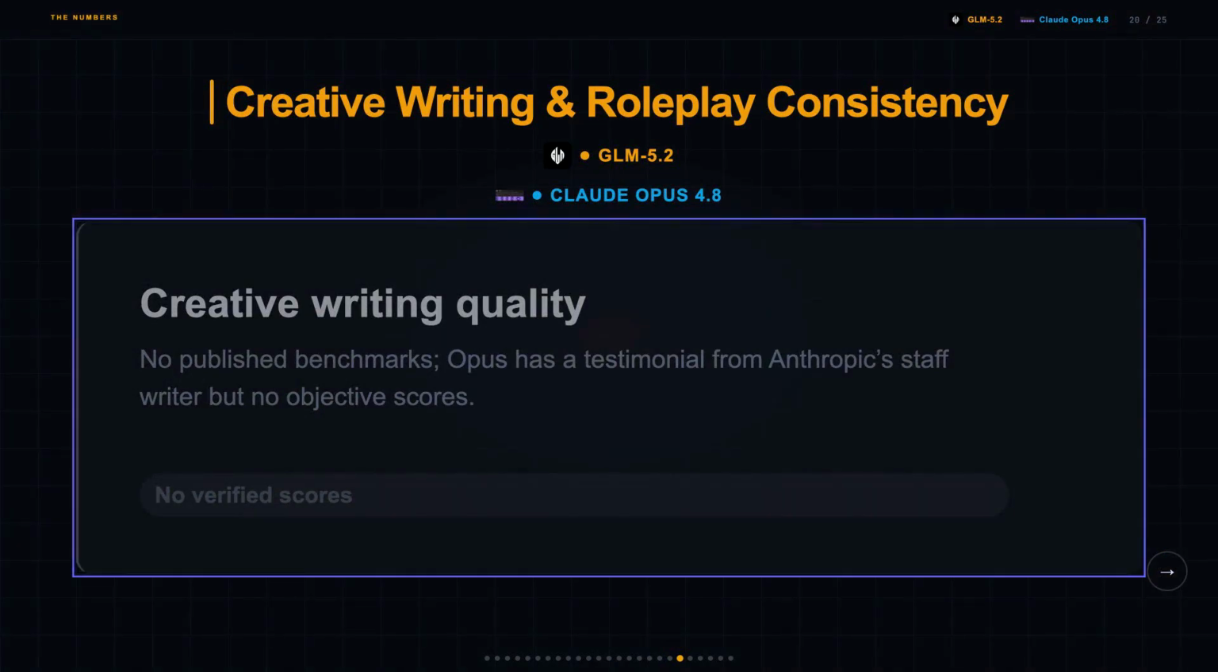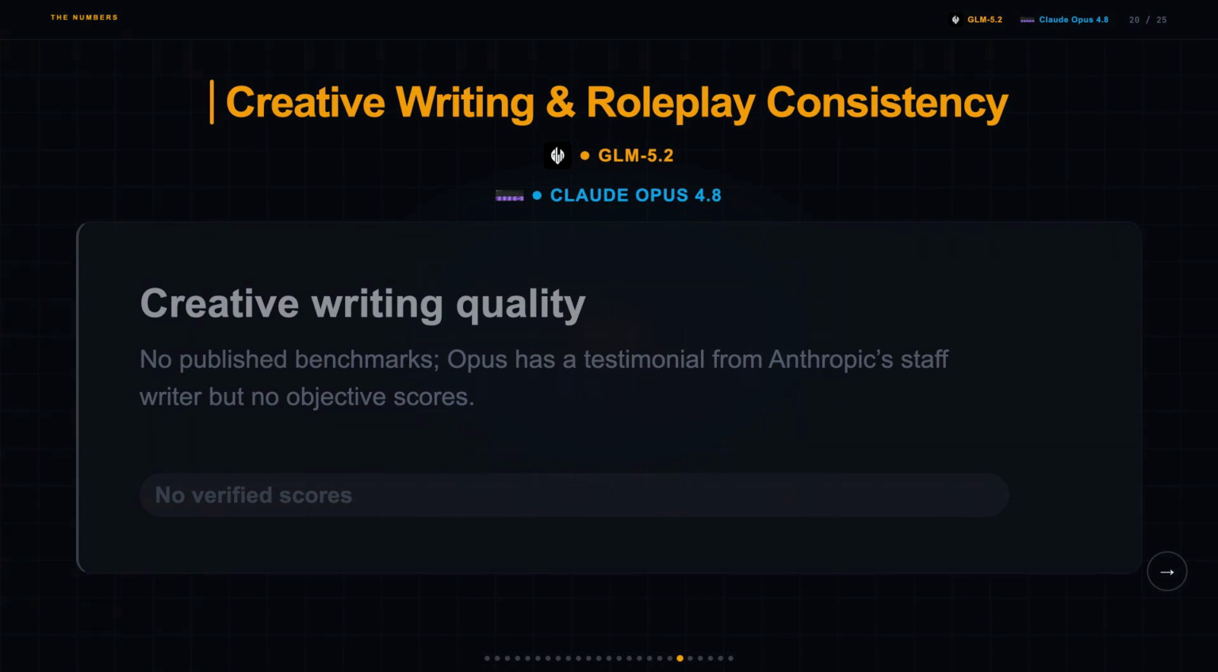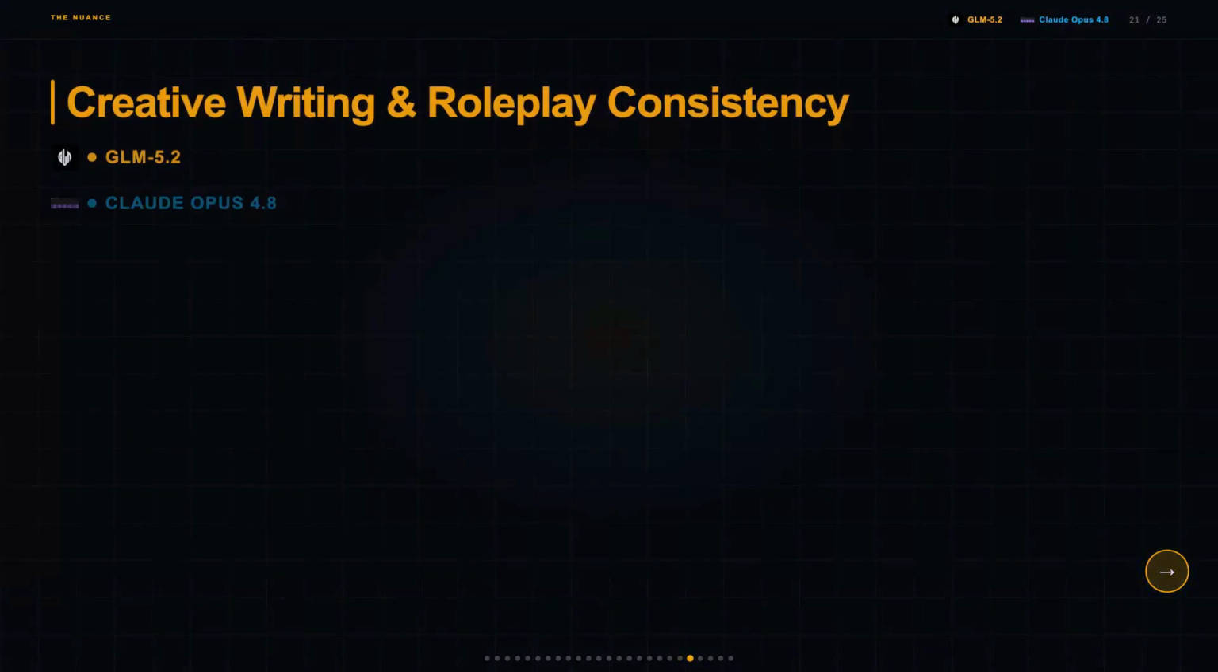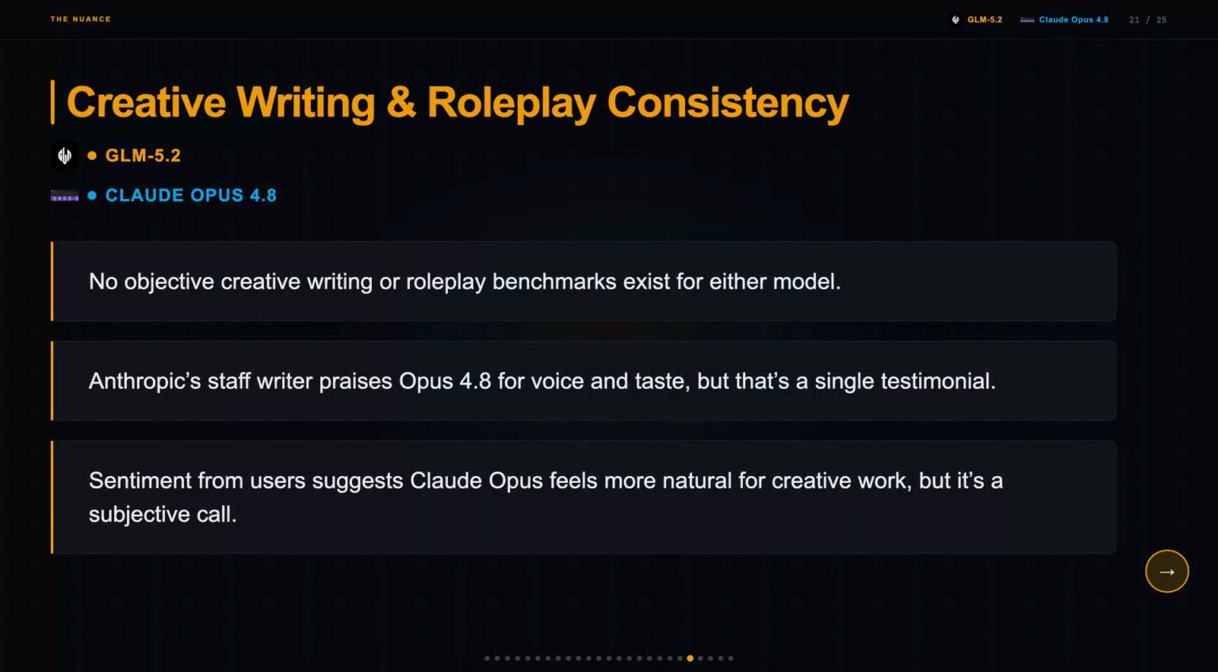None. Claude Opus 4.8 has a testimonial from Anthropic's own staff writer saying, "It's trusted for voice and taste," but that's one person's opinion, not a score. And the on-screen cards show blank benchmark slots for both, which is honestly the most honest thing I can show you. And look, community sentiment does lean toward Claude Opus 4.8 feeling more natural for creative work, and I think that's probably real. But it's a subjective call and the gap could be use case specific. Writing technical documentation versus long-form fiction versus role-play dialogue. These models might flip depending on the task.